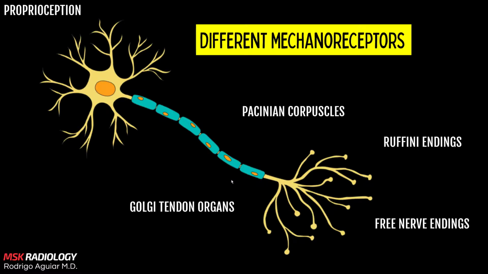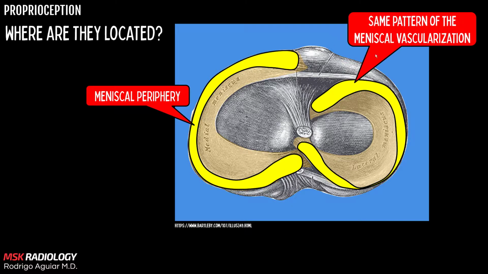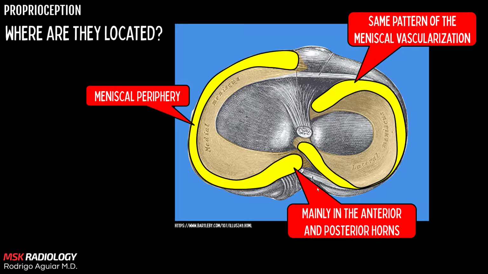And interestingly, these neural elements are located mostly in the meniscal periphery, accompanying the vascularization pattern. The neural elements are also more common in the anterior and mainly in the posterior horn of the meniscus, especially near the meniscal root ligaments. And maybe it can explain why meniscal lesions that involve the anterior and the posterior meniscal horns near the meniscal root ligaments, like bucket handle tears, can be more painful than other types of tears.